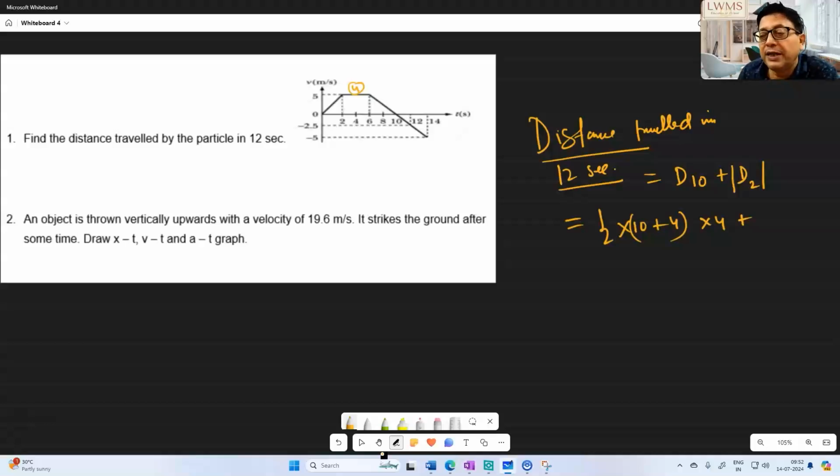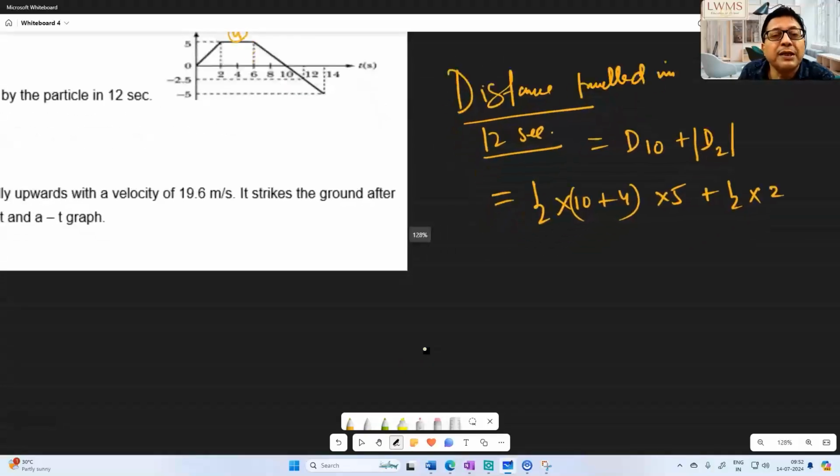So this is again half base into altitude. This is 2. And in 12 seconds displacement is minus 2.5. Clear? Okay. My God, this distance I have taken wrong. It is not 4. It is given 5. So half into 10 plus 4 into 5. Half into then 2. 2 is the length. I mean this portion, and this is 2.5.